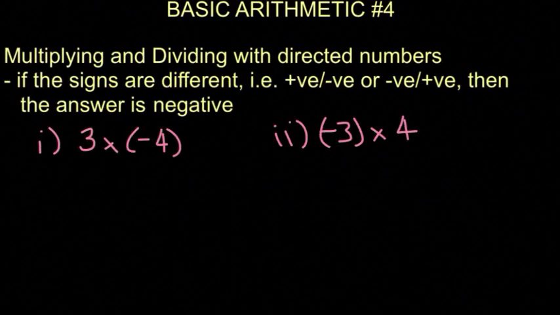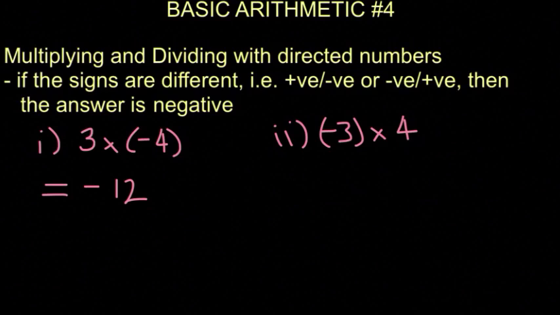If the signs are different, that is, we can have a positive and a negative numeral, or we have a negative and a positive numeral, then the answer is negative. So if we look at the first example, again, look at the numerals. 3 times 4, well, that's 12. But it's positive 3 and negative 4, so when you multiply a positive and a negative, you get a negative answer. The answer is negative 12.